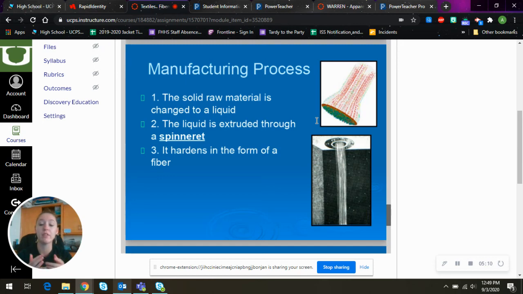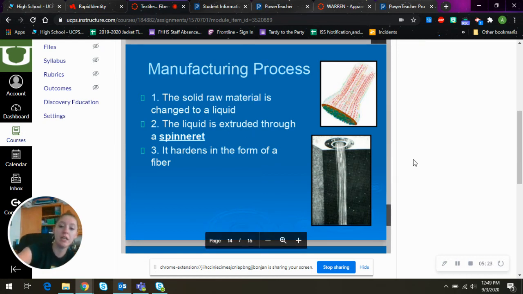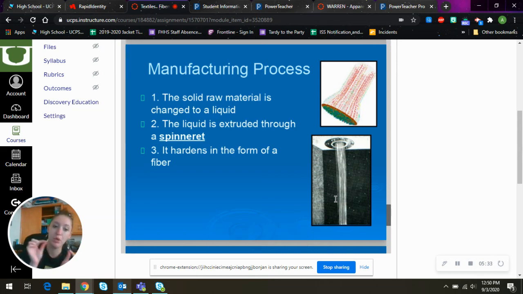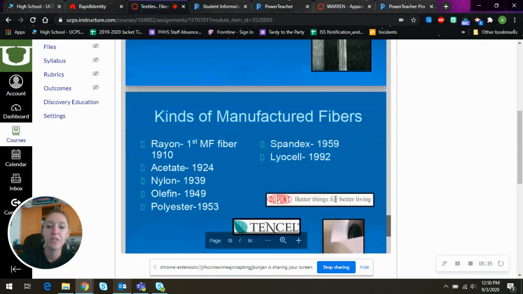And the manufacturing process is the solid or raw material, so all those chemicals, is changed into a liquid. So they either heat it up to a very high temperature, or they crush it and grind it and keep spinning it over and over again to where it becomes a liquid. The liquid is then put through a spinneret like this right here. It almost looks like a shower head, and then it hardens on this side and becomes the actual fiber that is then put into a yarn.